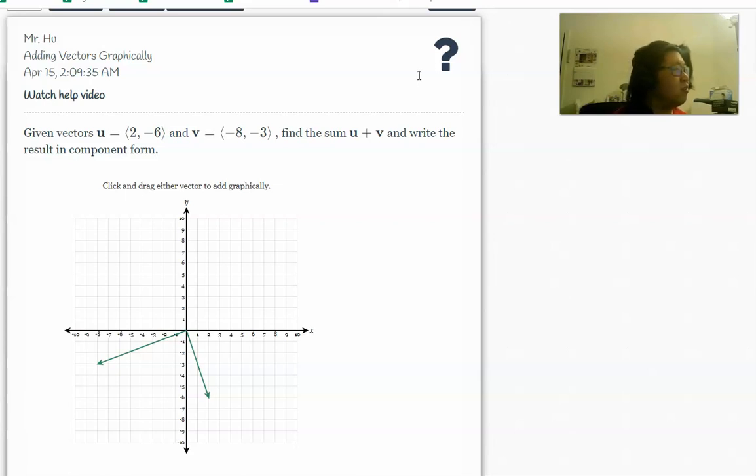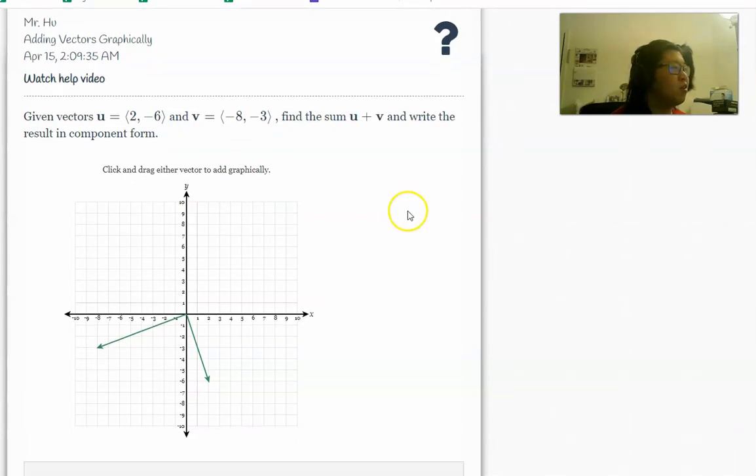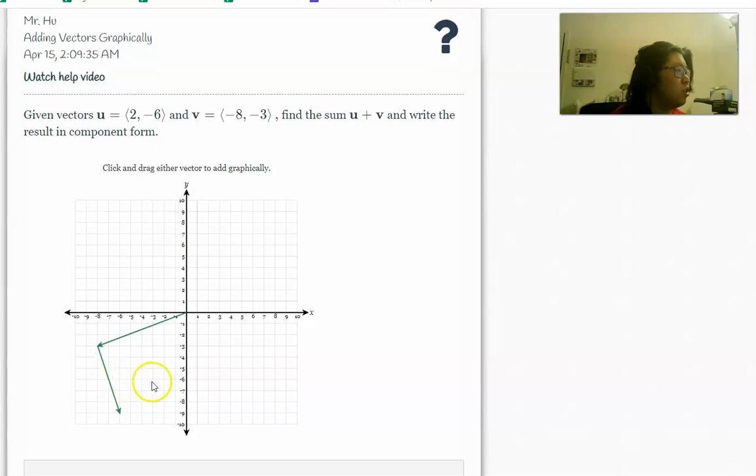Given vectors u equals 2, -6, that would be this one on the right, and v is -8, -3, that's this one on the left. Find the sum u plus v and write the result in component form. For this problem, we can actually use vectors tail to head. Tail to head addition visually. That means I'm going to take either of my two vectors. I'm going to take this one on the right, and I just stick the tail and the head together. In this case, I'm going to stick the non-moving one's head to the moving one's tail.